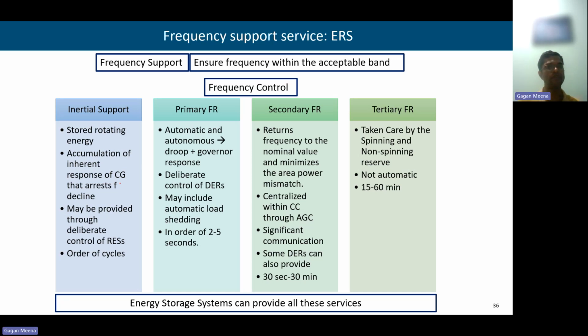The initial support is the stored rotating energy, the inherent response of the conventional generator that arrests the frequency decline. And it will be provided through the deliberate control of renewables as well. Here, the order of time is cycles. It's for the initial support.